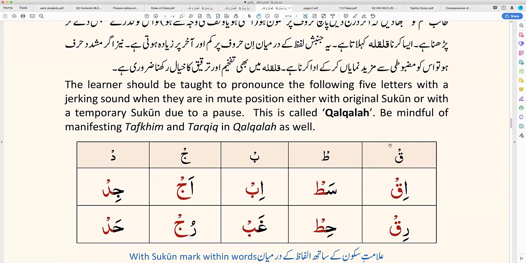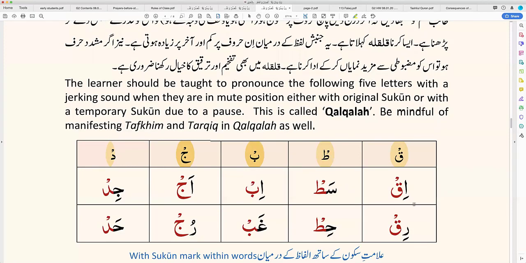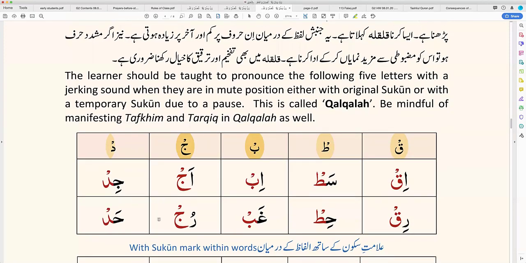Those 5 letters are Qaf, Ta, Ba, Jim, and Dal. Okay, and we did go through this in the last term, but I'm just going to go through reading these. I'll read it by myself because it's just revision, and then we'll move on.